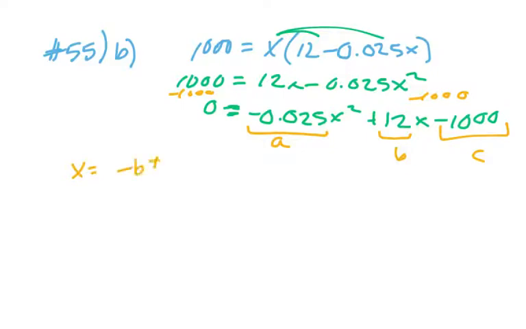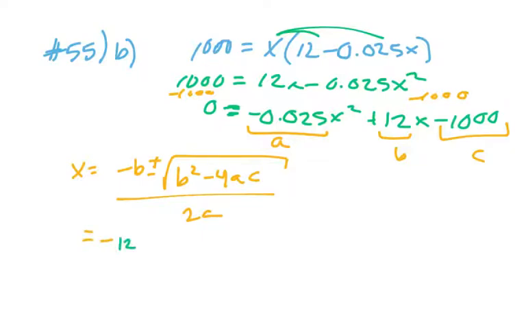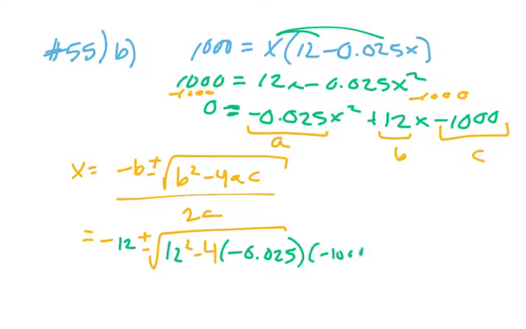So x equals negative b plus or minus the square root of b squared minus 4ac over 2a. There it is. And so we just go ahead and plug in each of those pieces. So negative b is negative 12. Then we add and subtract 12 again, square that, and then subtract 4 times a, which is negative 0.025, and then c, which is negative 1,000. And then divide that all by 2 times your a value again.